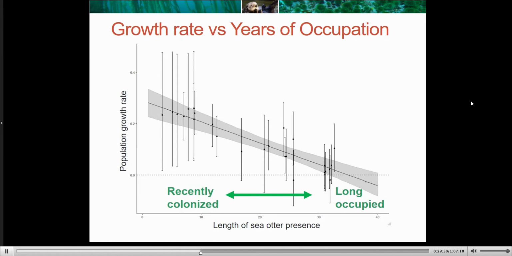So when you take a look at all the growth rates across all these subpopulations and then plot them as a function of how long sea otters have been present at that location, you see a pretty predictable trend. Early on, when they're first entering an area, they're growing at about R max, 20 to 25%. That declines over time, and after otters have been in a given area for about 30 to 35 years, the population reaches local carrying capacity. Interestingly, we just did the same analysis for British Columbia, and we found exactly the same pattern. So it does seem to be something that's pretty conserved across sea otter populations.